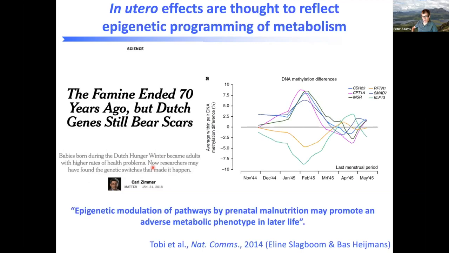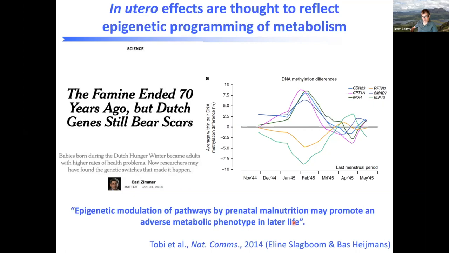And so, obviously, people have been interested in the underlying mechanisms. And it's been noticed that individuals who were in utero at the time of this famine have altered methylation of their DNA, including at genes which control metabolism. And so it's been proposed, for example, by Lene Slagboom and Bas Heijmans, that epigenetic modulation of pathways by prenatal malnutrition may promote an adverse metabolic phenotype in later life.